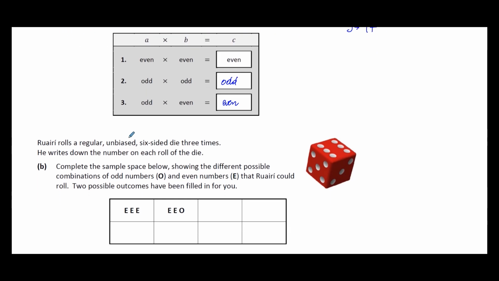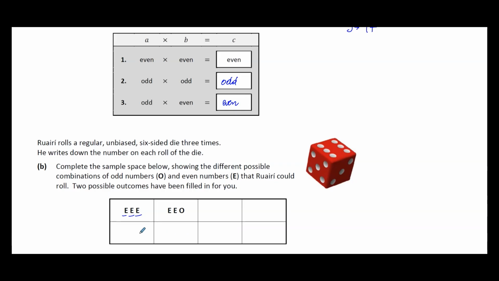Rory rolls a regular, unbiased, six-sided die 3 times. So a die, unbiased, six-sided, like all of them. He writes down the number of each roll of the die. Okay, so complete the sample space below showing the different possible combinations of all odd numbers and even numbers that Rory could roll. 2 possible outcomes have been filled for you. So we understand, he rolled a die, he got even, then he rolled again, he got even, and then he rolled again and got even. So that's the first trial, or the first roll.